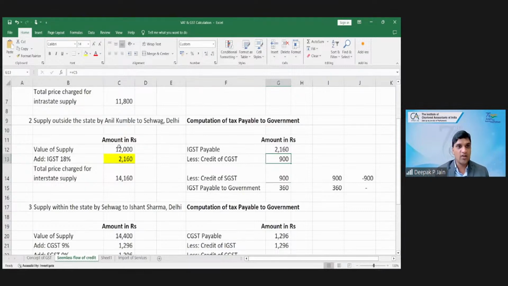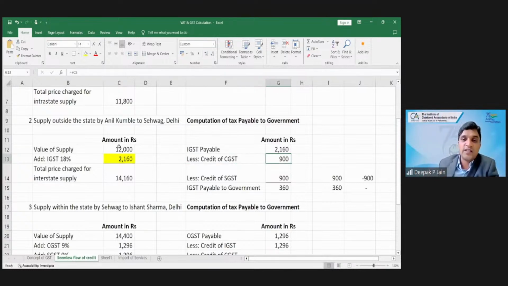So the credit of SGST can be utilized first with any CGST. But in this case, I do not have any CGST liability. I have IGST liability. So I will utilize CGST with CGST first, but there's nothing. Then I can utilize CGST with IGST.